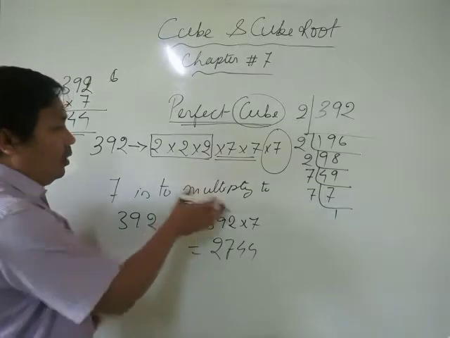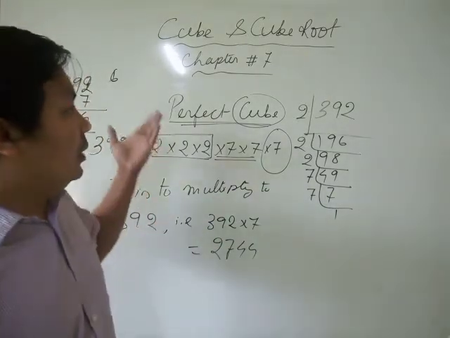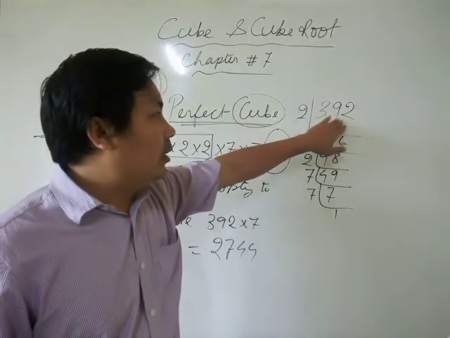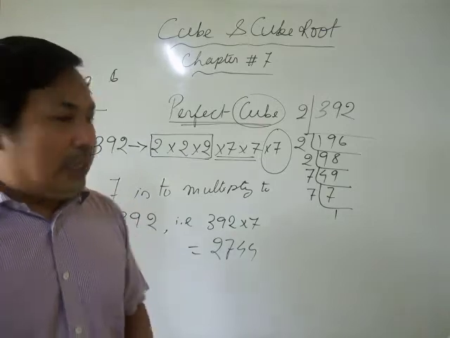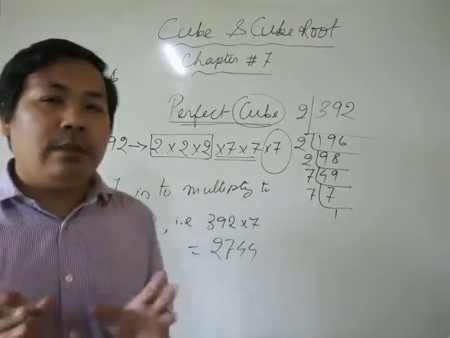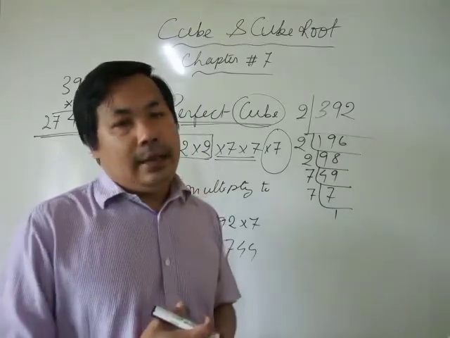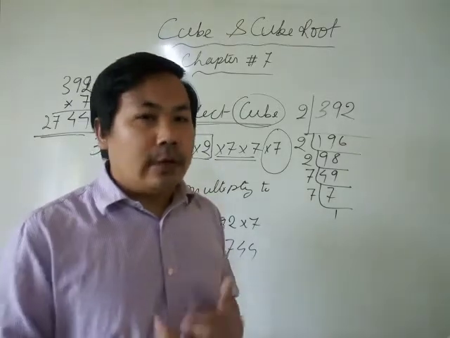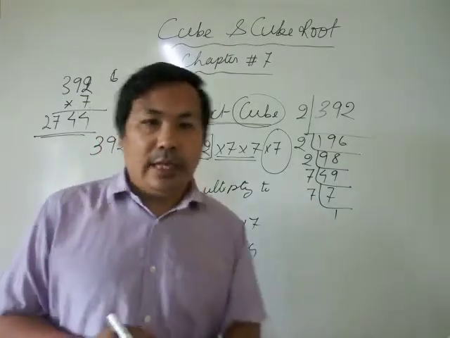That means we found that the smallest number that we multiply to the bigger number 392 to make it a perfect cube is 7. Means 7 is to be multiplied. So like this we can find out which number can be multiplied to a number which is not a perfect cube to make it a perfect cube. Okay, so let us go to the next topic.